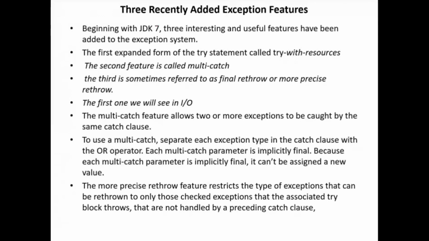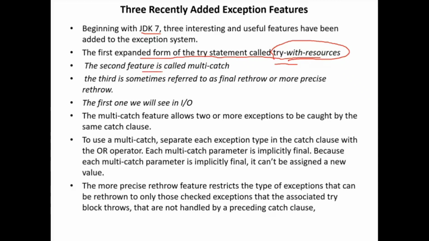From JDK 7, they have introduced 3 new concepts in exception. The first one is an expanded form of the try statement, called try with the resource. We will see this in IO. We still didn't see IO, how to get input, how to get a file input. So we will see IO as a separate topic, and in that topic we will see about exception, try with the resource.